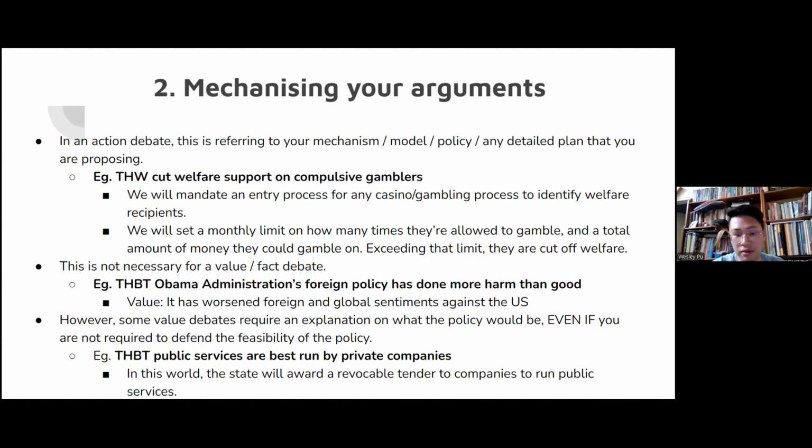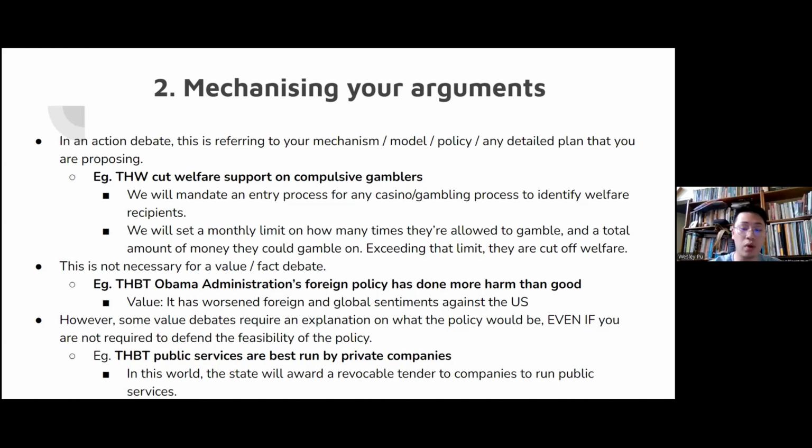Sometimes this is not necessary. This is not necessarily for value or fact. For example, this house believes that Obama administration's foreign policy has done more harm than good. The value argument is that it worsens foreign and global sentiments against the US. You don't have to mechanize as to what you're going to do about global sentiments or how foreign sentiments work. Those are more explanations. So they aren't full mechanisms.